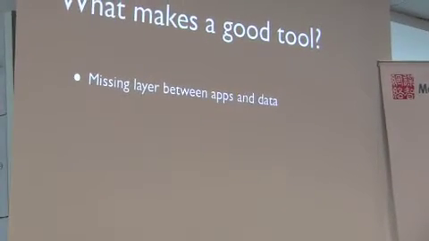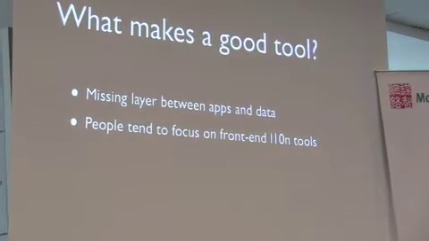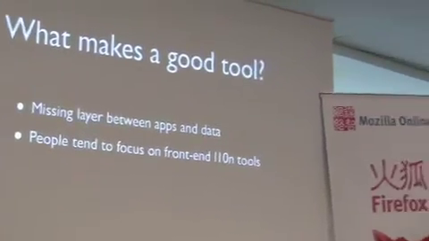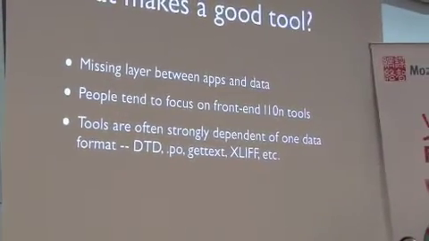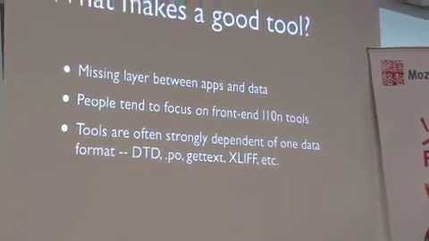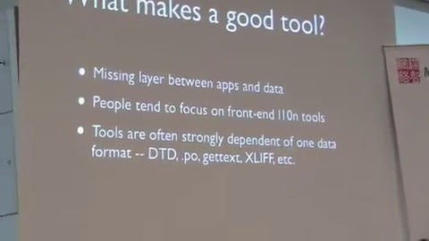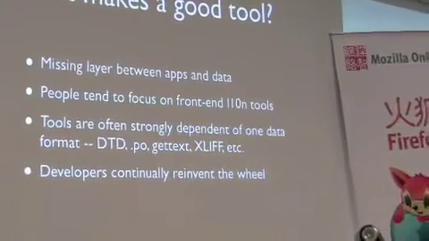The other thing about tool development and what makes a good tool is that developers often tend to focus on front-end localization tools, but they don't think about what has to happen in the middle. So they might say, well, here's a web application, just translate all these things. But it doesn't overcome those various complexities with file types. Those tools become strongly dependent on DTD files, which I showed you, property files, PO, gettext, XLIFF. These are all various file types that exist in the world of localization. And what happens is that developers continually reinvent the wheel.